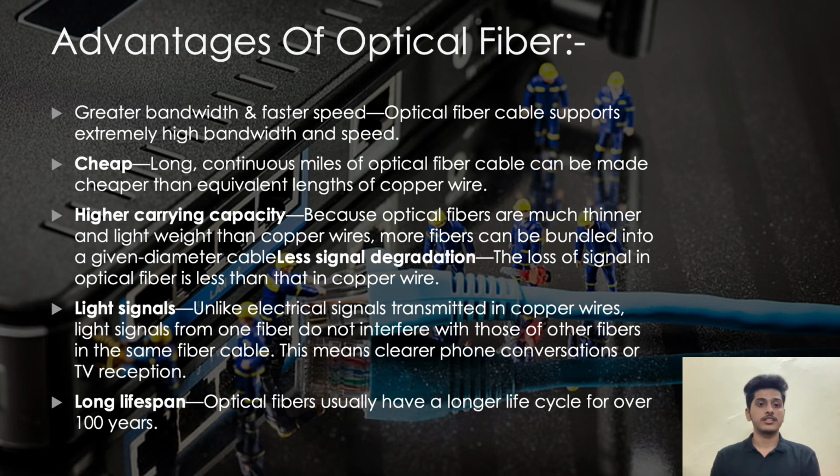Less signal degradation: the loss of signal in optical fiber is less than that in copper wire. Light signals: unlike electrical signals transmitted in copper wires, light signals from one fiber do not interfere with those of other fibers in the same fiber cable. This means clearer phone conversations or TV reception. And then long lifespan. Optical fibers usually have a longer life cycle, over 100 years.